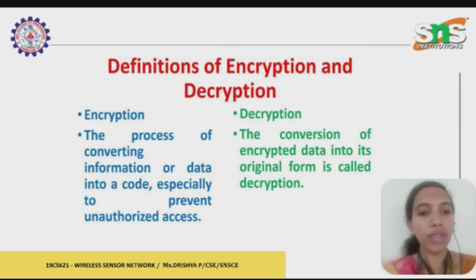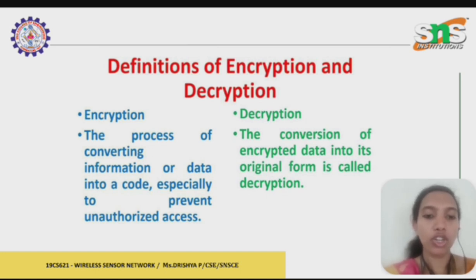This is the data transmission analogy representation. Then the definition of encryption and decryption. Encryption is the process of converting information or data into a code, especially to prevent unauthorized access, which means attackers. The process of converting information by using keys into cipher text is used to prevent unauthorized access. And next is decryption. The conversion of encrypted data, the cipher text, into its original form is called decryption.